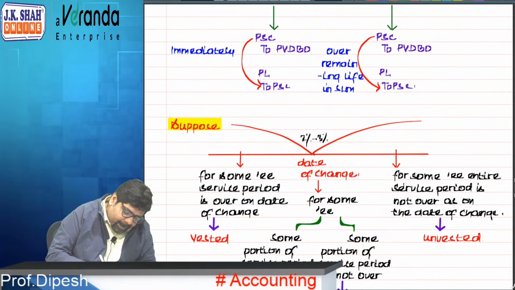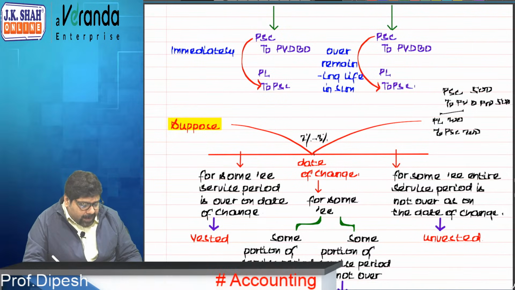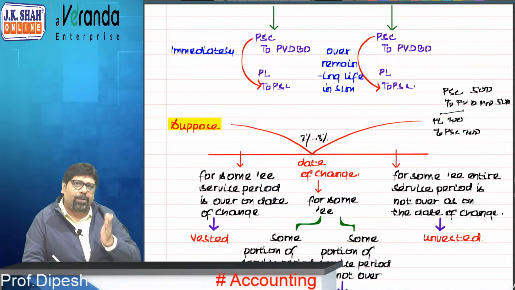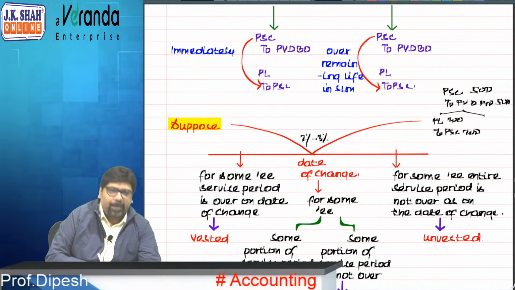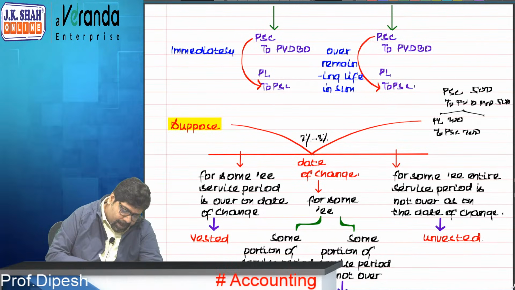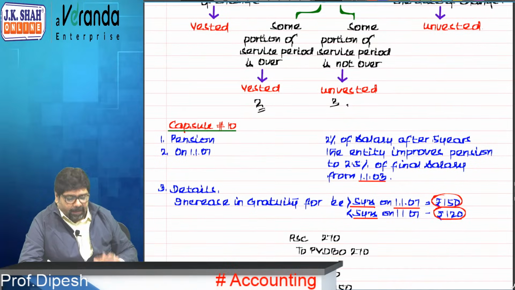Suppose you are passing the entry: PSC to PVDBO, it is increasing by 500. 200 is going to PL immediately. Correct? But of the 500, the remaining 300 will go to PL over a period of 3 years. So every year you will transfer 100, next year 100, third year 100, every year 1/3. Am I clear? On this there are no questions as such.